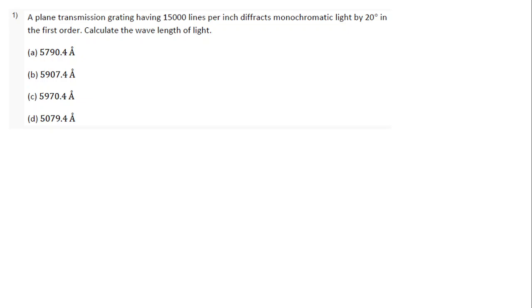Okay, let's start with the first question. We have a plane transmission grating having 15,000 lines per inch, and it diffracts monochromatic light by 20 degrees in the first order. So there is a grating, light is falling on it, and it is diffracting by 20 degrees. We are talking about the first order. Calculate the wavelength of light. The wavelength of light we need to find out.